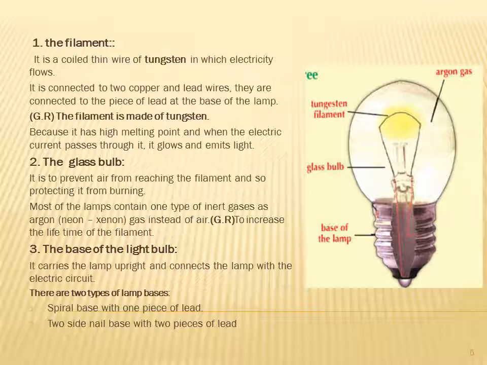And finally, the base. As we said before, it carries the lamp upright and connects the lamp with the electric circuit, or with electricity. There are two types of lamp bases: spiral with one piece of lead, and two-side nail base with two pieces of lead.